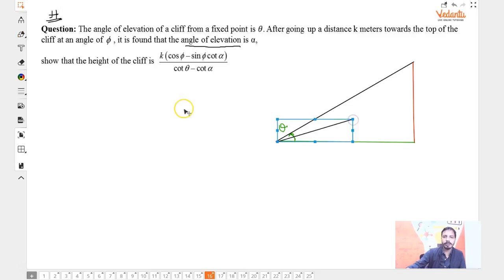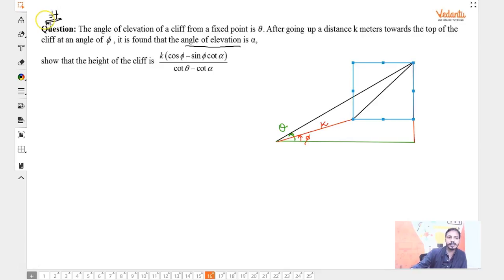Say you went up to this distance. Let me say this is in red. So now this angle you went at is phi. After going up a distance k meters towards the top at an angle phi, what is this distance that you went? You went k distance, right? Now it is found that the angle of elevation is this. Now guys, this is important. From this point, if you look up again, then the angle of elevation is alpha.